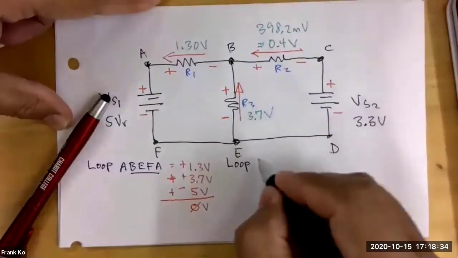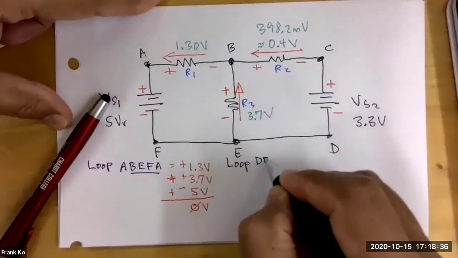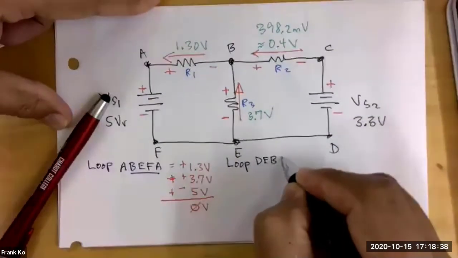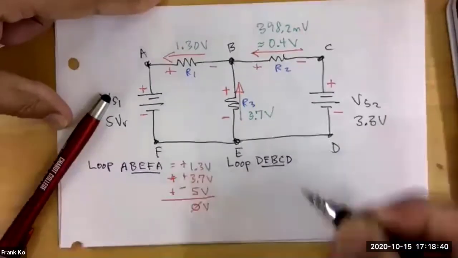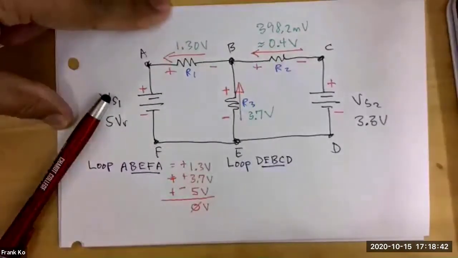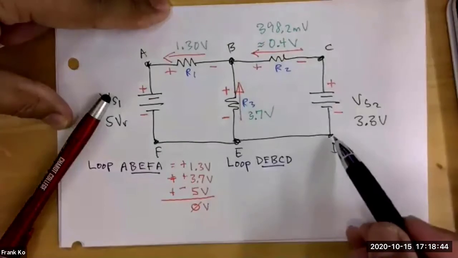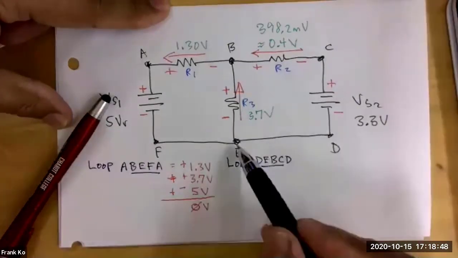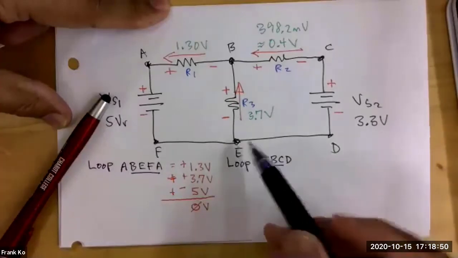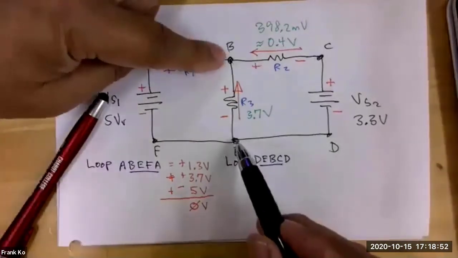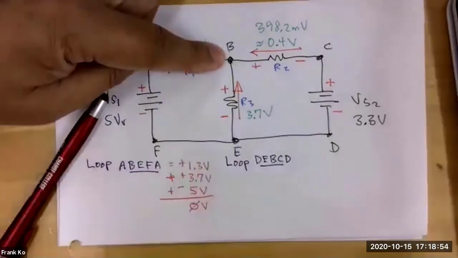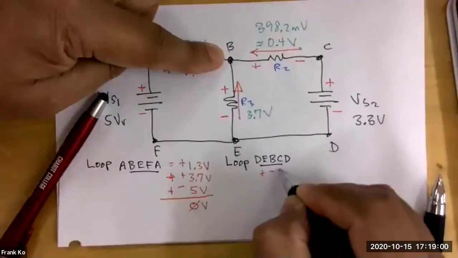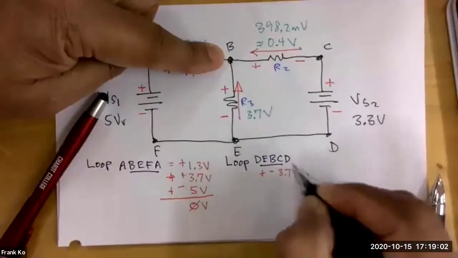And you're calling out the directions as being D to E to B to C back to D. Those are the 5 letters that make up that particular loop. So does everybody see the path? So from D to E, is there anything to add? Nothing. How about from E going up to B? What's the first polarity you encounter? Negative 3.7. Okay, so we are going to add a negative 3.7 volts.